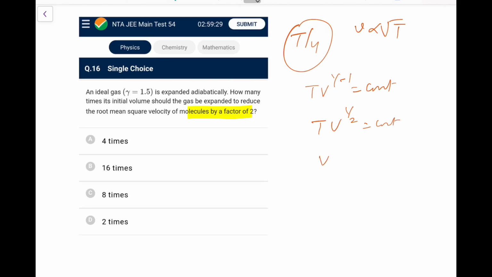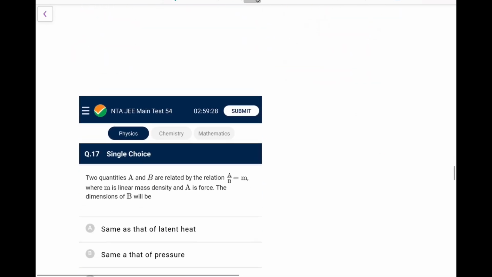So V is proportional to 1 by T square. That is the best thing you can have. So temperature is becoming 1/4, so V will become 16 times. Go for option B. It's not that tough. You have done such questions before. Next.